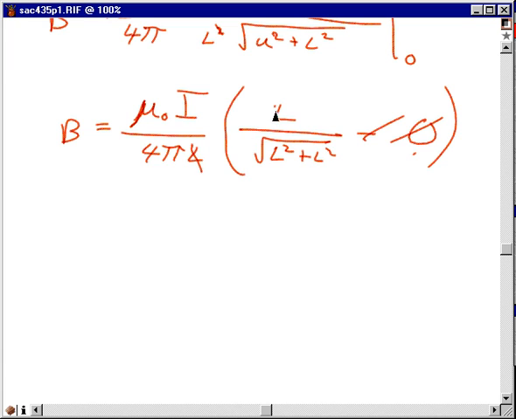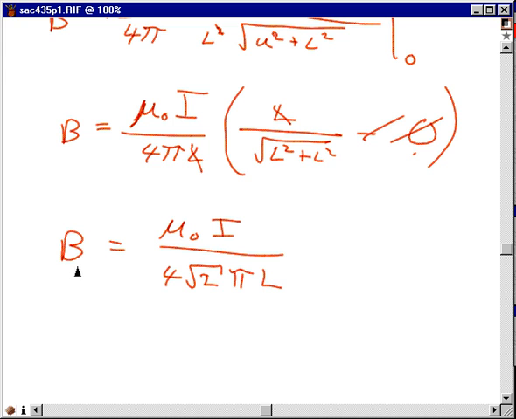The L cancels out over here. This is going to be the square root of 2L squared. I can factor out the 2, call it the square root of 2 times the square root of L squared, or the square root of 2 times L. So I've got mu 0 I over 4 times the square root of 2 times pi times L as the final answer.